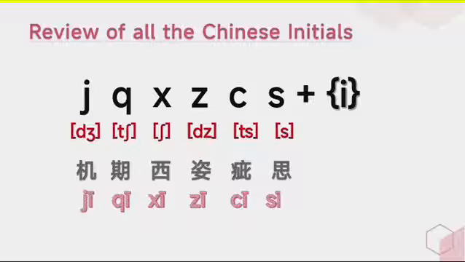When zi, ci, si are paired with e, they should be read together as a whole, just in the same way we pronounce their original letters. Zi, ci, si. Let's read the following words together again. Ji, qi, xi, zi, ci, si.